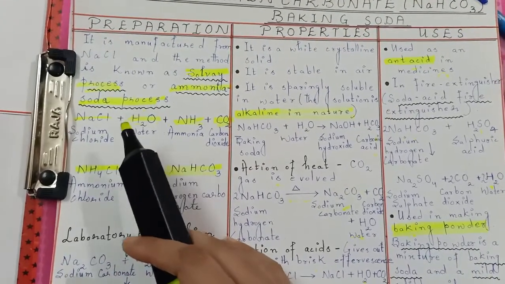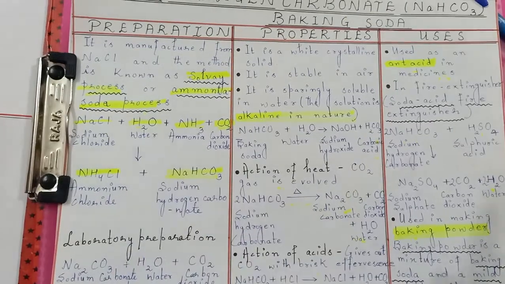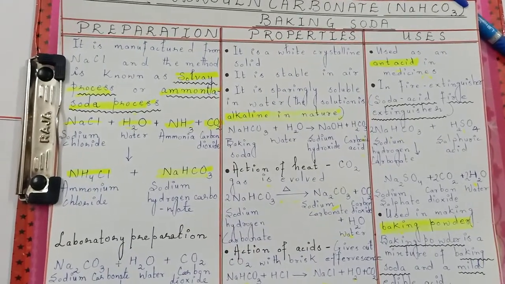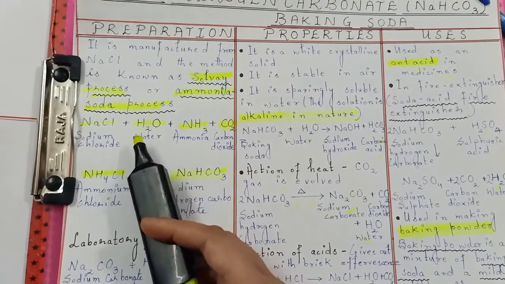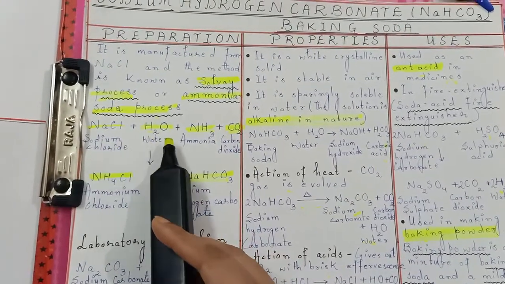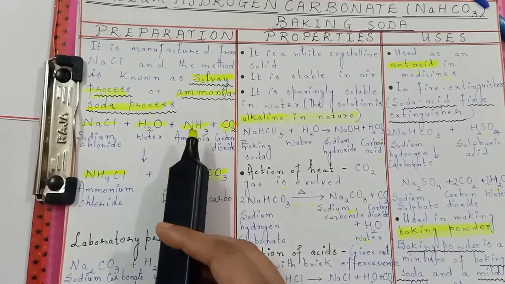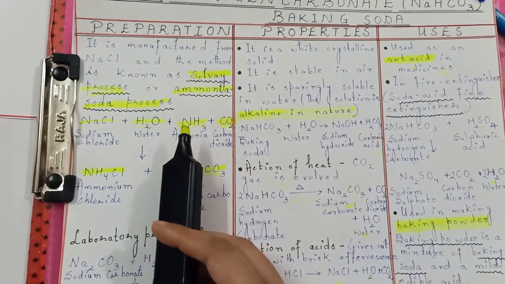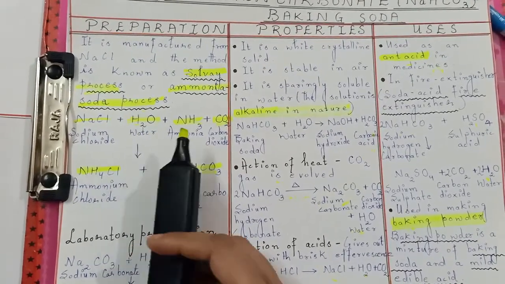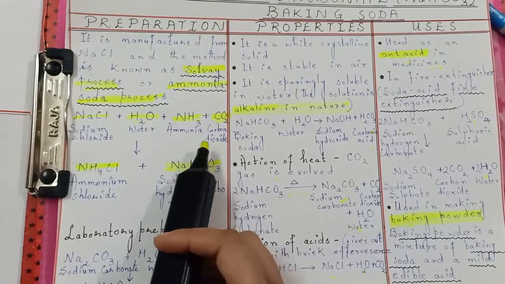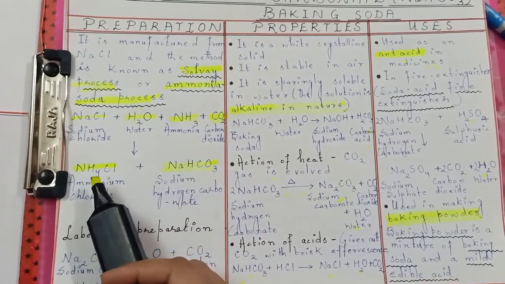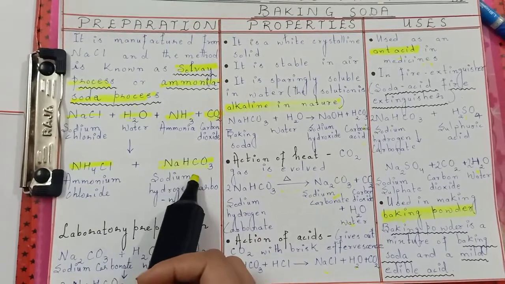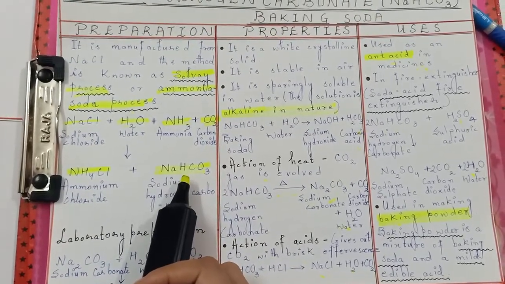So basically when we make a concentrated aqueous solution of sodium chloride in water, we are using brine, because what is brine? Brine is a concentrated aqueous solution of sodium chloride, and when ammonia gas is passed through it, it becomes ammoniacal brine solution, and on passing carbon dioxide gas we get these two as the products. The first product obtained is ammonium chloride and the other product obtained is sodium hydrogen carbonate.